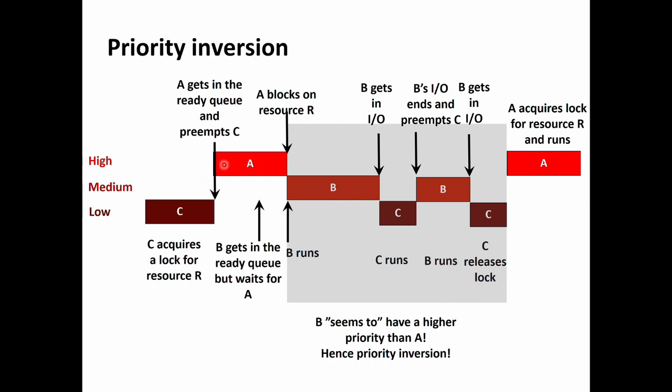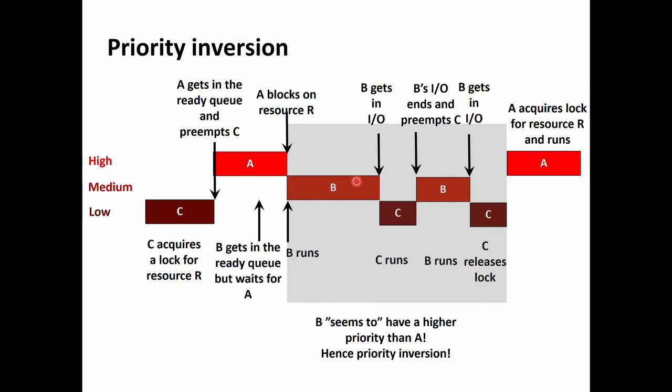Now A gets into the ready queue, and it preempts C because it's a high priority job, and it starts execution. While it's running, B, the medium priority process, gets into the ready queue, but it has to wait for A because A is high priority. At a certain point, as A runs, it needs the resource R at that mutex, and it wants to get the lock from C. So it blocks here.